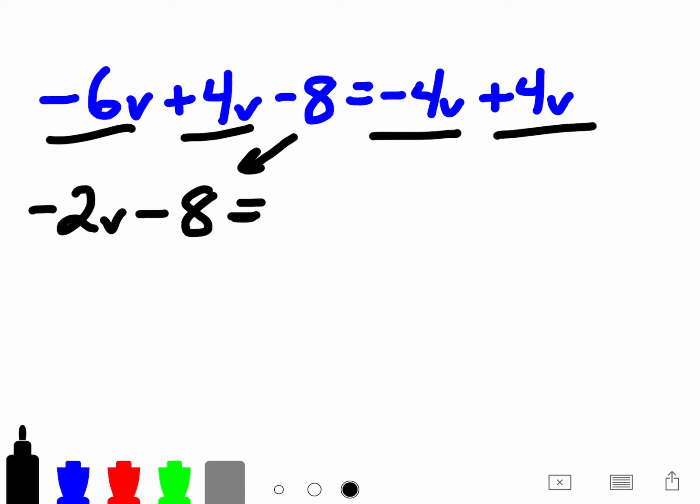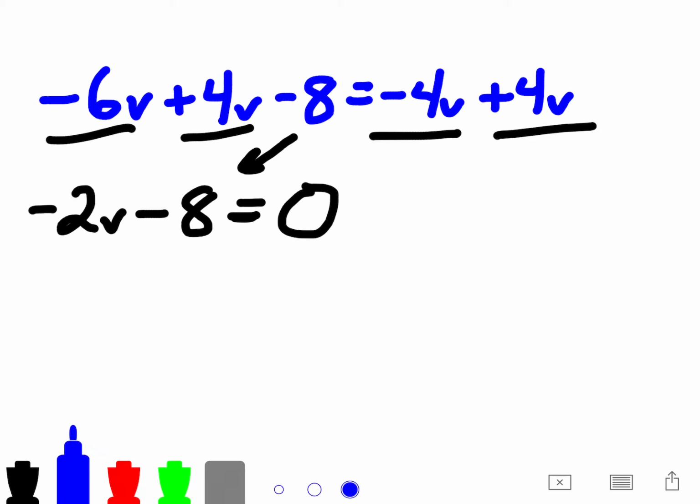Well, what's 0 times v? Anything times 0 is 0, no matter what it is. Do we have to write the 0? Well, yes, this time we do, because there's nothing else on that side. That 0 represents the fact that there's nothing there. So now we have a two-step equation again. Let's go ahead and solve it.